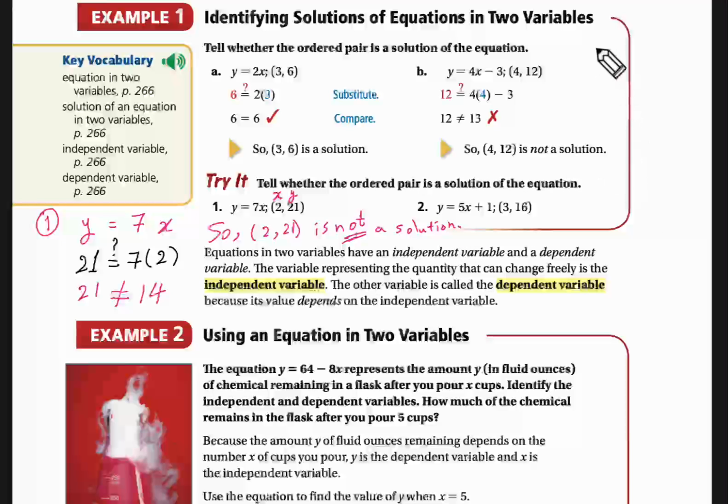Okay, let's see the question. Who's this, Amir? Mr. Abdullah Shaqaq. Okay, Ahmed, go ahead. Yeah. y equals 5x plus 1, with 3 and 16: x is 3 and 16 is y.